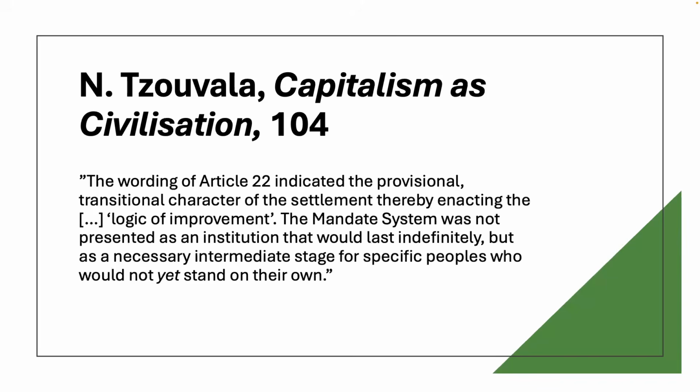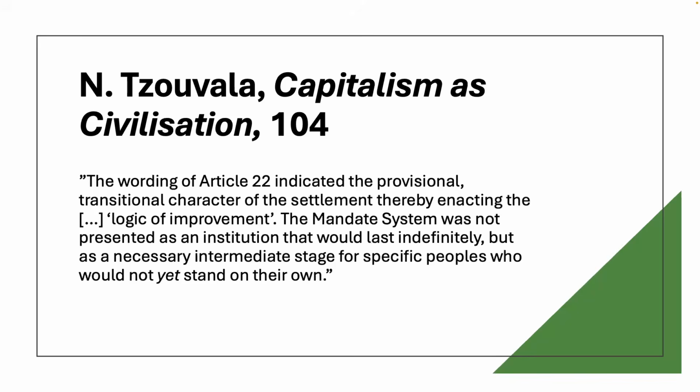Again, quoting Suvala, the wording of Article 22 indicated the provisional, transitional character of the settlement, thereby enacting the, quote, logic of improvement, the idea of the logic of improvement. The mandate system was not presented as an institution that would last indefinitely, but as a necessary intermediate stage for specific peoples who could not yet stand on their own. It's a very interesting structure.